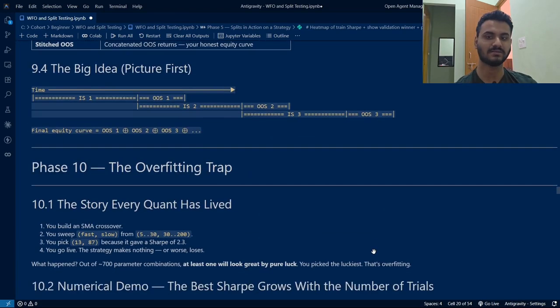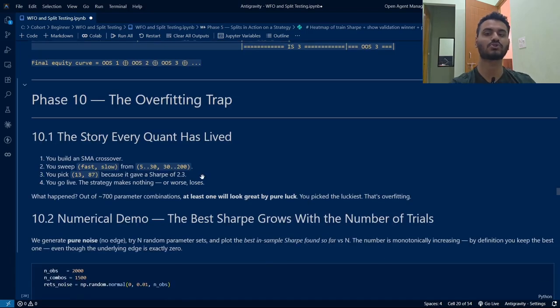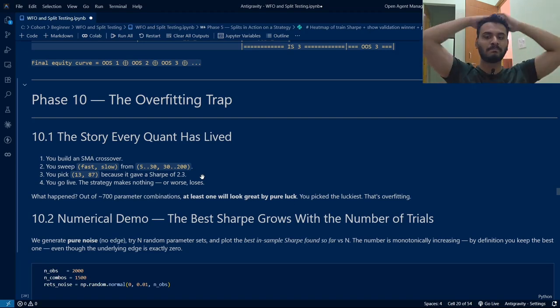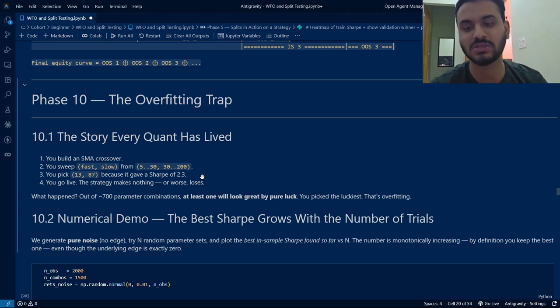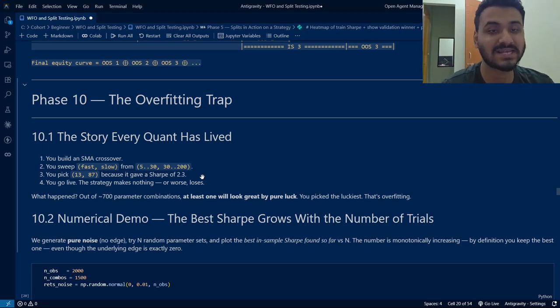Now, phase 10, the overfitting trap, the story that every quant has lived through. You build an SMA crossover, you sweep for hyperparameters, and you pick the best one because it gave you a Sharpe ratio of 2.3, which is useless. You go live, the strategy makes nothing, or worse, it gives you a drawdown.